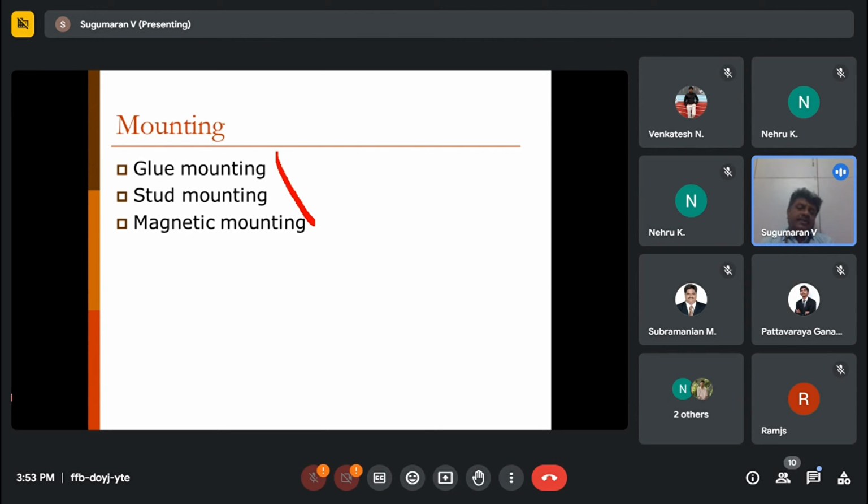What is magnetic mounting? The bottom portion of the sensor will have a small layer of magnet, so that for any metallic object from which you want to take the vibration signal, you simply take it close to that, and it will get stuck.